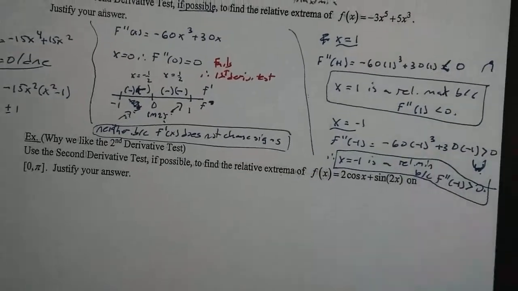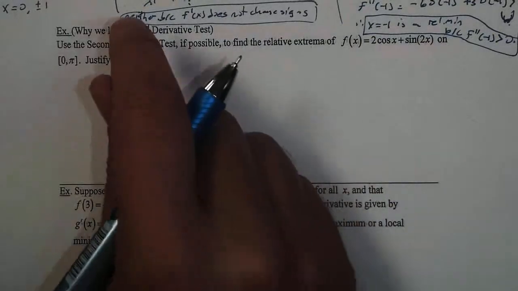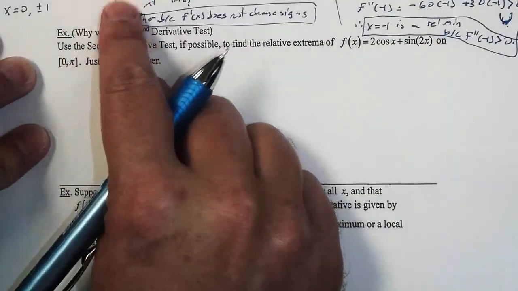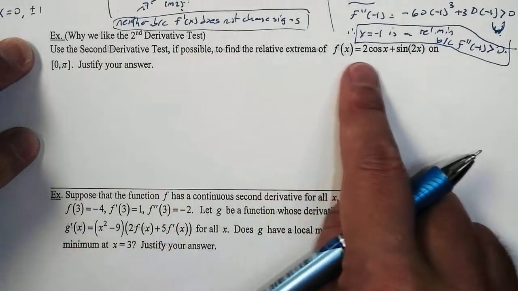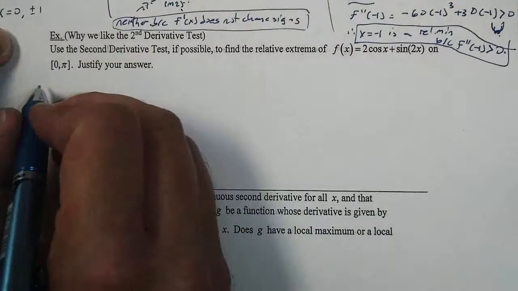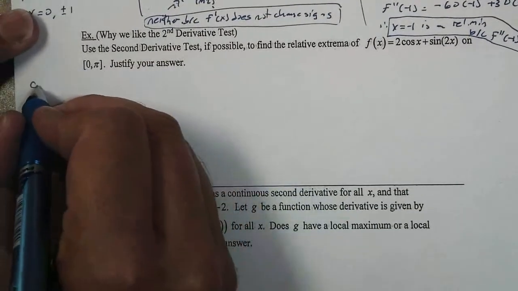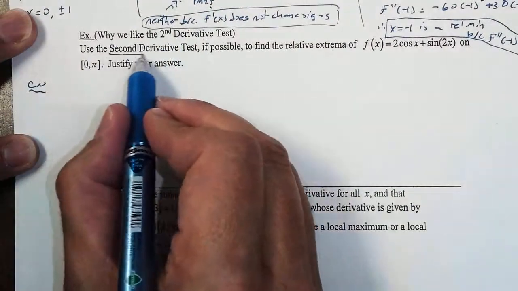Alright, so let's take a look at why we really like the second derivative test. So let's take a look over here. Use the second derivative test, if possible, to find the relative extrema of this trig function on 0 to pi. So we know we're going to need the critical numbers. This is where we really like the second derivative test. This is the only time I'd really choose to use it.